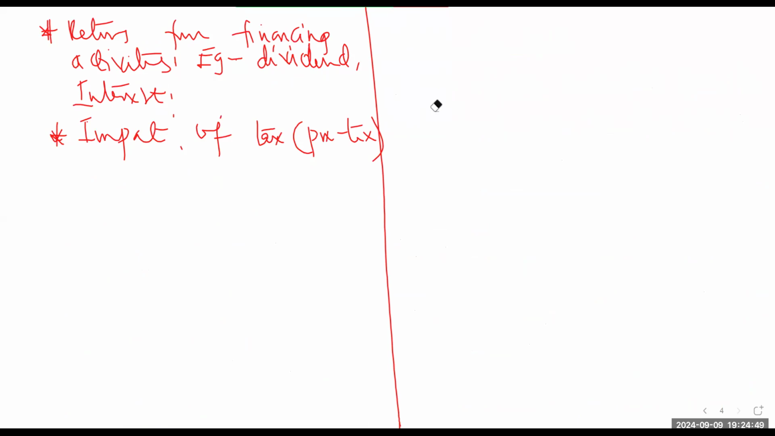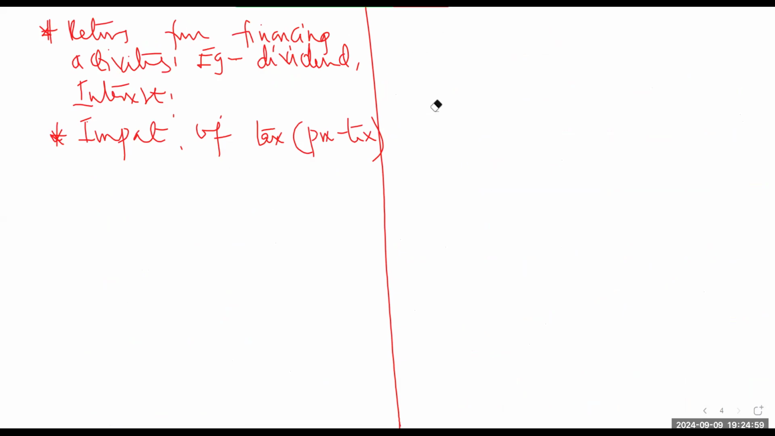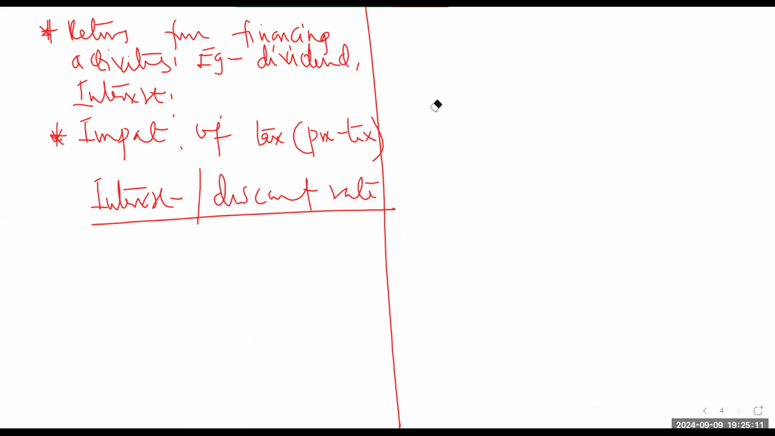What is the interest rate that we use? We are saying that the value in use is the present value of the future cash flows. The present value means that we are going to be discounting the cash flow. So what would be the interest rate or the discount rate? The interest rate will always be a pre-tax rate, for examination purpose.